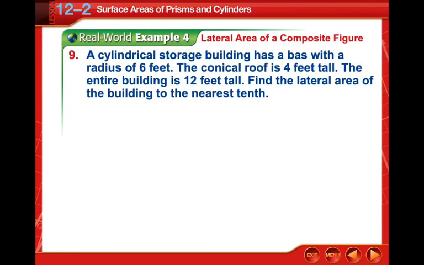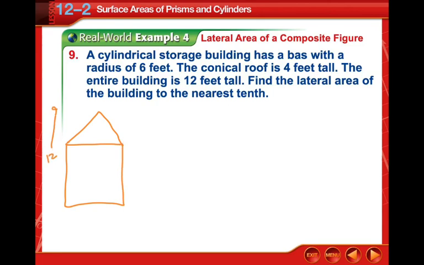So now this next one takes cylinders and cones and puts it all together. It's 2 of them together. So a cylindrical storage building has a base with a radius of 6 feet. The conical roof is 4 feet tall. The entire building is 12 feet tall. We want to find the lateral area. So let's draw a picture of what we have here.